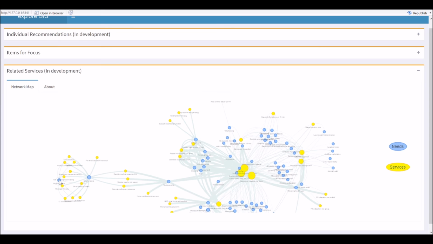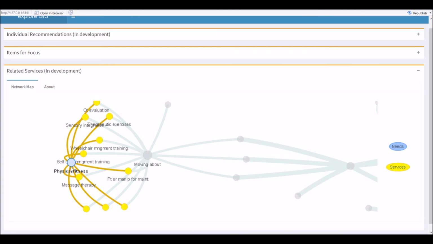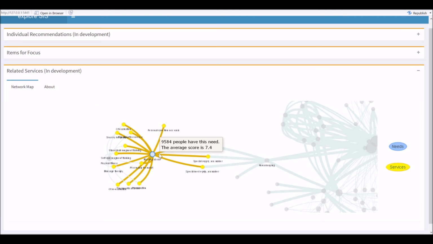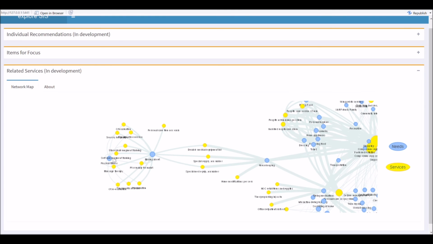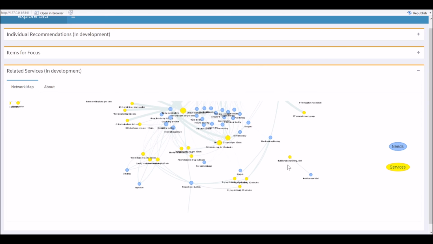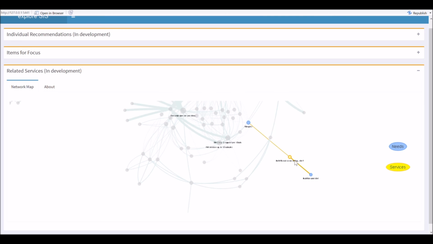If we look over here, for instance, on this side, you can see physical fitness is related to a range of OT and PT related services, as well as moving about, and that those particular types of services weren't really identified as being relevant to too many needs other than those needs which were identified by the CIS. And then you can also see a few areas where there really is only one service that's related to a given need.